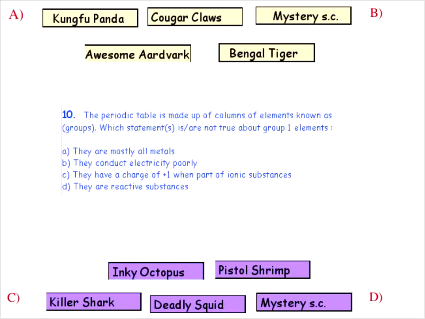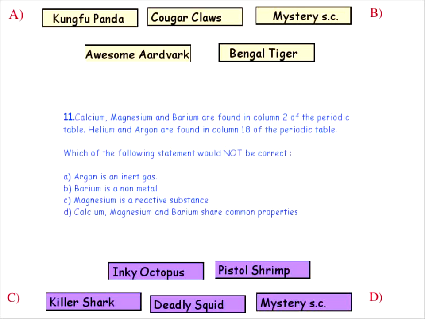The periodic table is made of columns of elements known as groups. Which statement is not true about group 1 elements? They are mostly all metals. That's true. I say mostly all because hydrogen is there, so they're mostly all metals. True. Conduct electricity poorly. Not true. Metals are good conductors. Have a charge of +1. Yes, everything in group 1 has a charge of +1. They're reactive substances. That's true. The substances in columns 1 and 2 are both reactive, especially those in column 1. Also, the second last column on the right side of the periodic table, those are reactive too. So something like chlorine is very reactive.